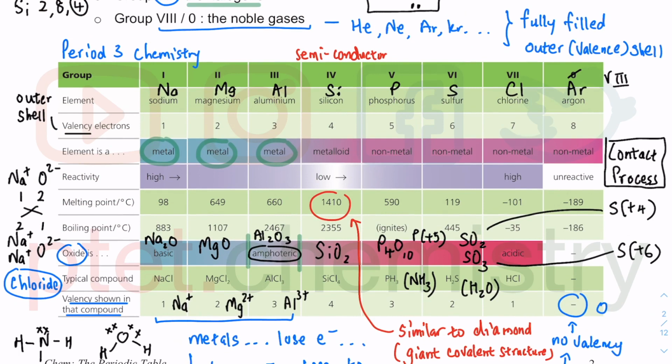And argon, again, zero valency because it doesn't form any covalent bond. It doesn't lose electron, doesn't gain electron, they just have valency of 0.